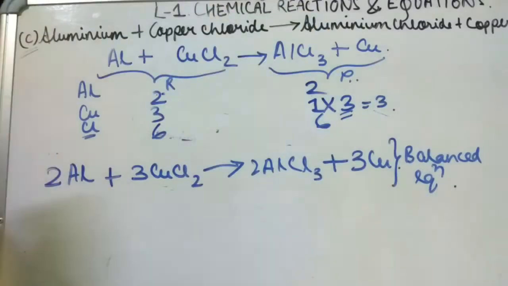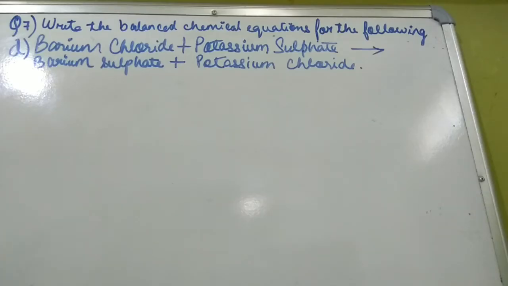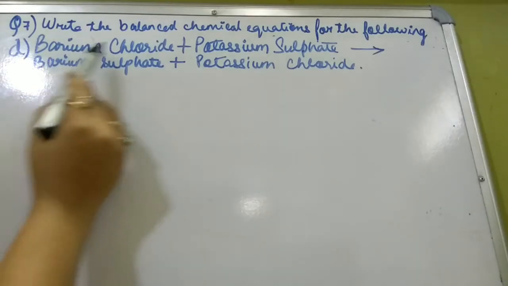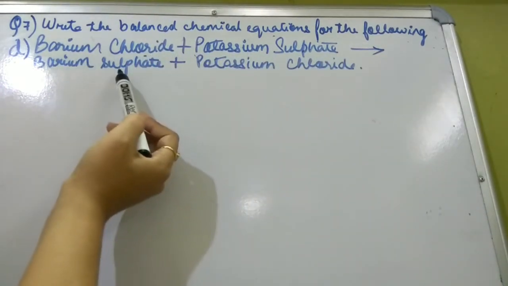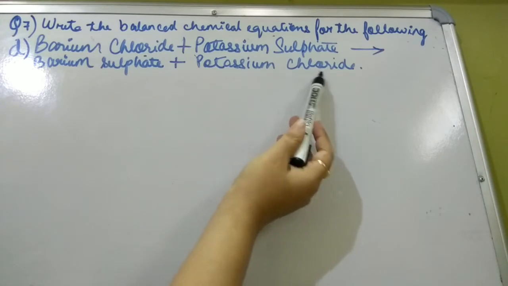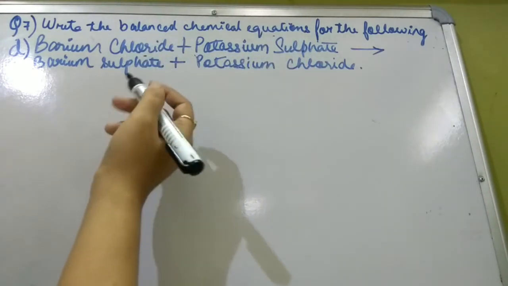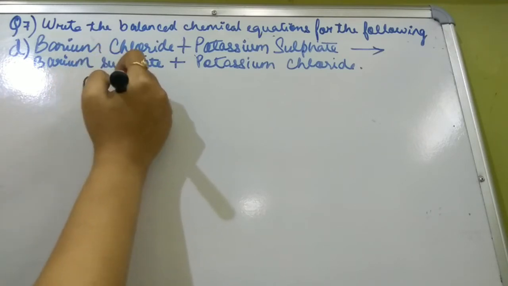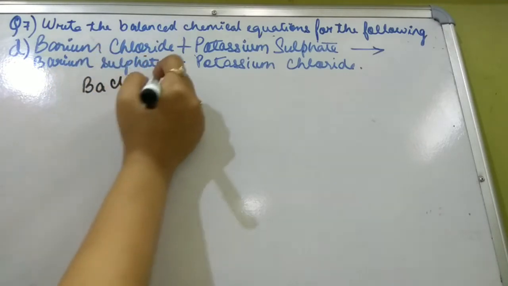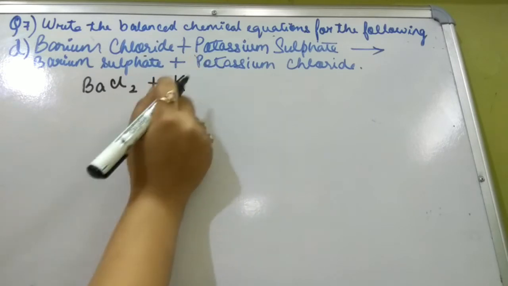Next question is question number D. It is given that barium chloride plus potassium sulfate gives us barium sulfate plus potassium chloride. So let's write the formulas. For formulas I will make a separate video, and I will give you the important formulas. Okay, so now let's see this.